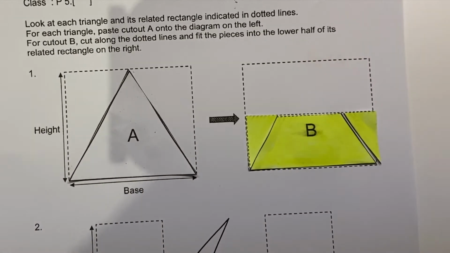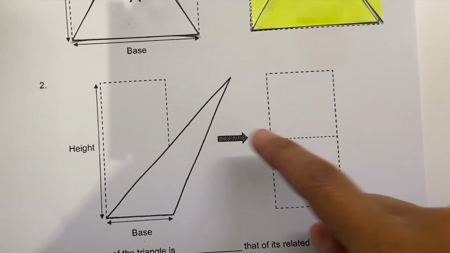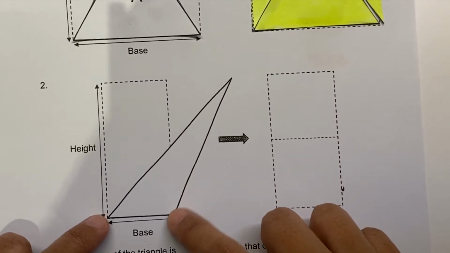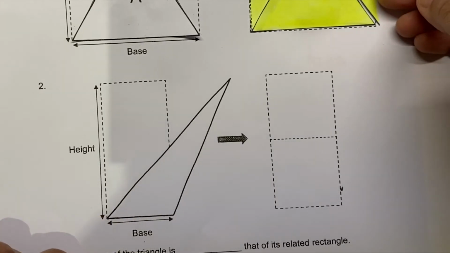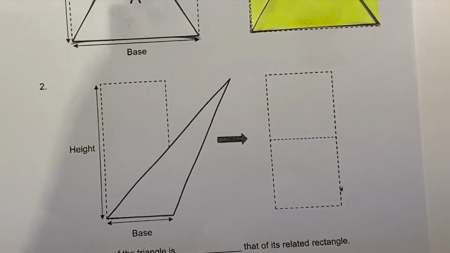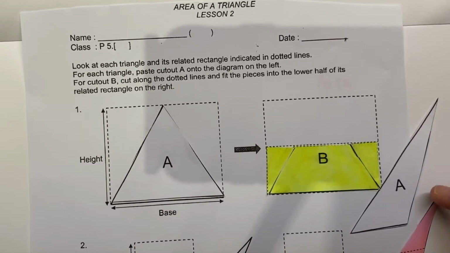Okay, the next part, we are going to do the other triangle that is at the bottom. First of all, again, same thing: I need you to color the triangle first. Hi everyone, I'm back. I've already colored triangle B.